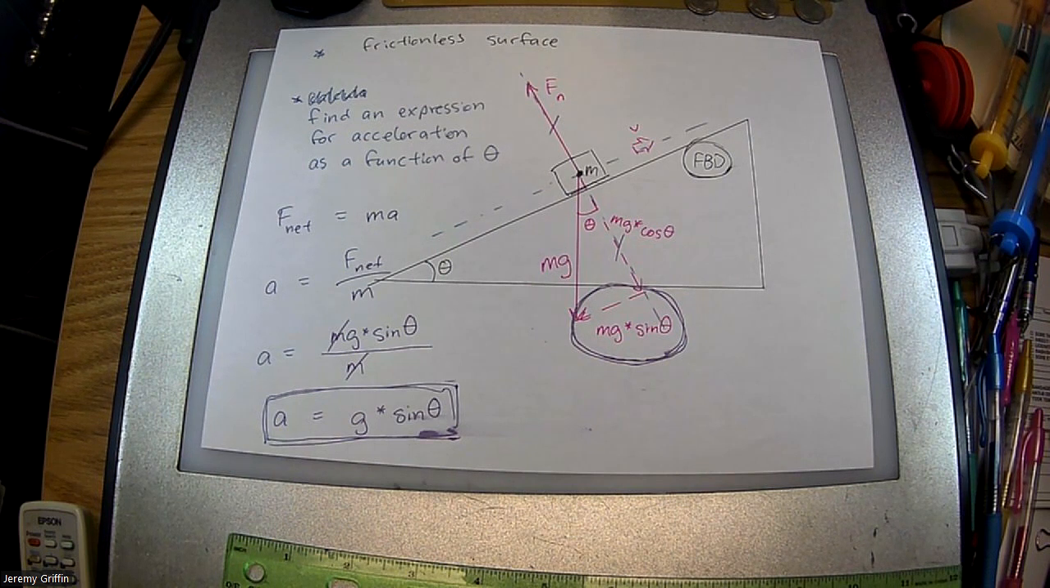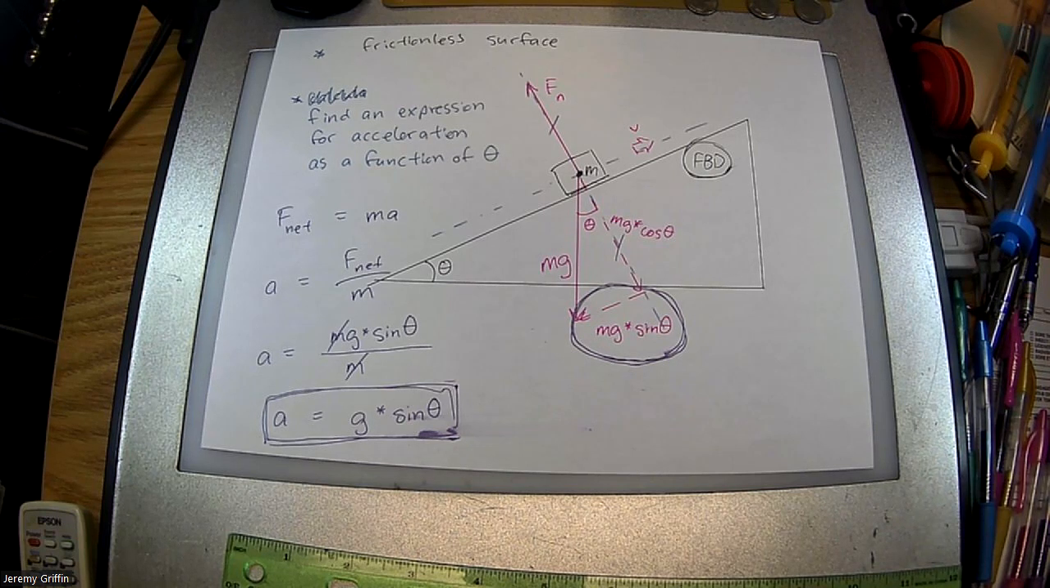If there was a coefficient of friction, would you multiply it by g times sine theta? Okay, so the question is, what if there is friction? We're about to do that. We're about to do if there's friction. Yeah, so hang tight there because we're getting to that.